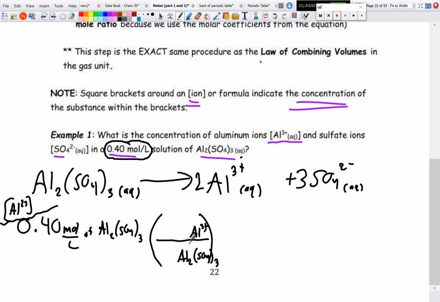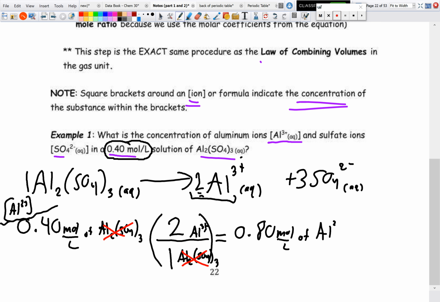Now, as for the numbers, they come from our balanced chemical equation. So the number attached to aluminum is 2. The number attached to aluminum sulfate isn't written there, but it's always a 1 if it's blank, so we have 1. We'll notice aluminum sulfate in the numerator and aluminum sulfate in the denominator, so those units cancel out. What we're left with is 0.80 moles per liter of Al3+. And that is how we get the concentration of the aluminum ion.